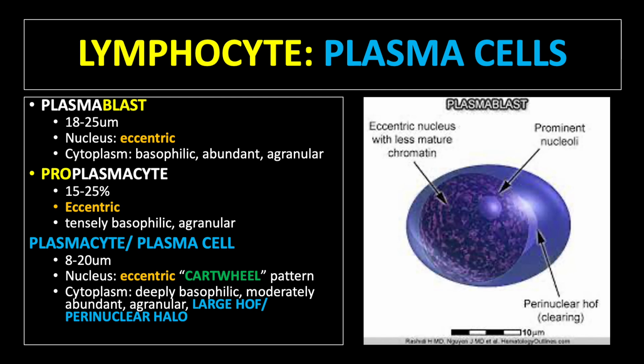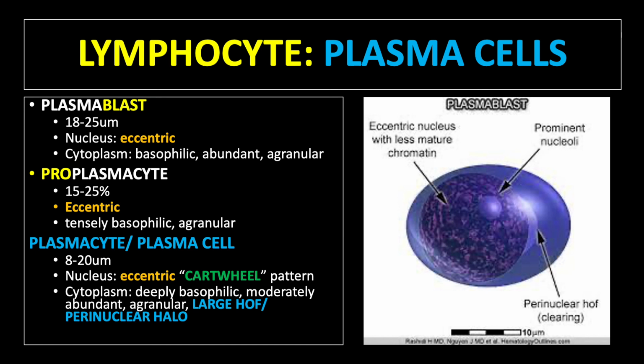We also have a special subtype of the lymphocyte, which is the plasma cells, in which meron din siyang plasmablast, proplasmacyte, then plasmacyte, or the plasma cell, which is the mature stage. So we have the plasmablast, which measures 18 to 25 micrometer. The nucleus is eccentric, and the cytoplasm is basophilic, abundant, and granular. We also have your proplasmacyte, which measures 15 to 25, that has an eccentric nucleus again, and then we have densely basophilic, agranular cytoplasm.